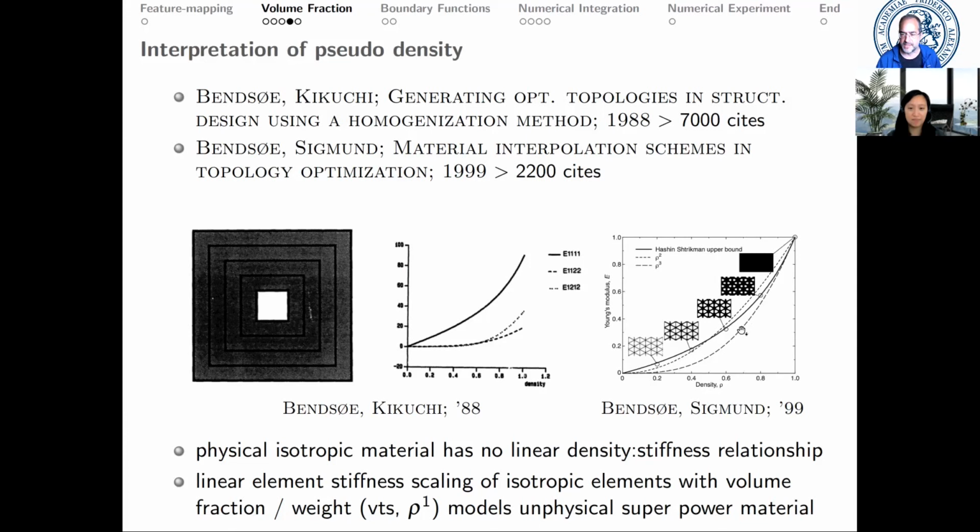The important baseline for me from this paper is this black line, which are the upper Hashin-Shtrikman bounds. And this is a physical bound. Nothing can be above. We cannot have a better density to stiffness relationship. That means when we are linear, as we are here now with the volume fraction, or with SIMP with p equal 1, we have an unphysical superpower material. We may not be surprised from the stiffness we get, from the compliance we get.